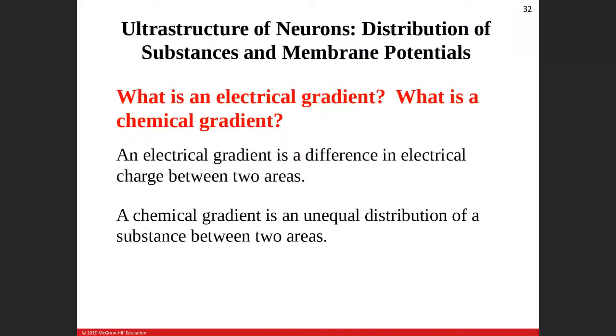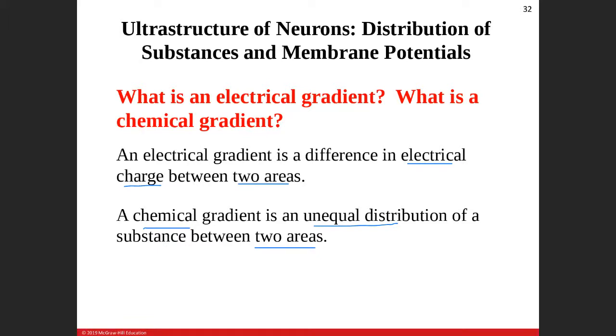All right. What is the electrical gradient? The electrical gradient is going to be the electrical charge difference between two areas. In this case, our two areas are inside the cell and outside the cell. Chemical gradient, a little bit easier. Unequal distribution of those substances between the two areas. Same thing. That chemical gradient is going to be attributed to the fact that we have more sodium outside the cell than inside the cell, or more potassium inside the cell than outside the cell.